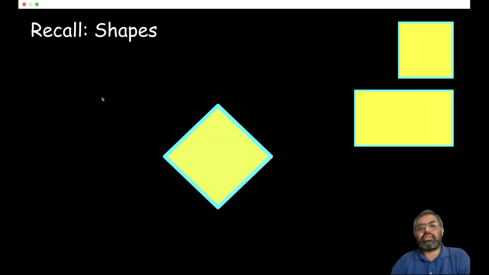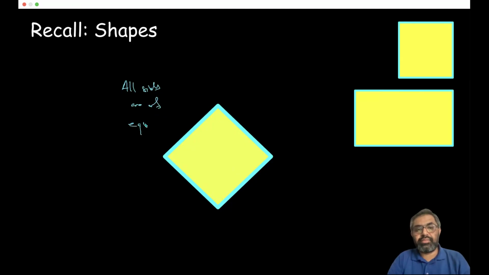So this is a rhombus. A rhombus is a shape in which opposite sides are equal to each other. The angles may or may not be 90 degrees. The thing is, all sides are equal. Not only are opposite sides equal, but all sides are equal. But the angle may not be 90 degrees. So all sides are of equal length.